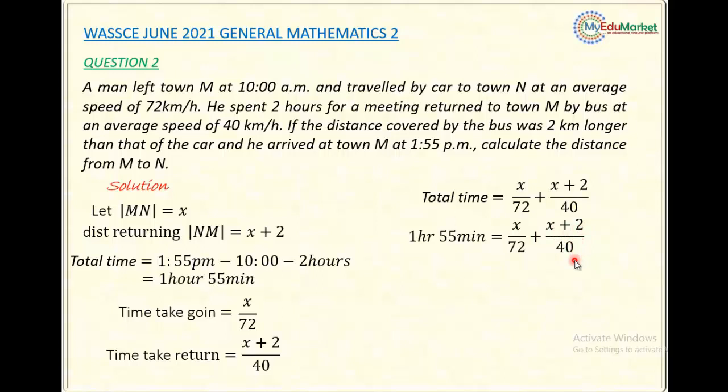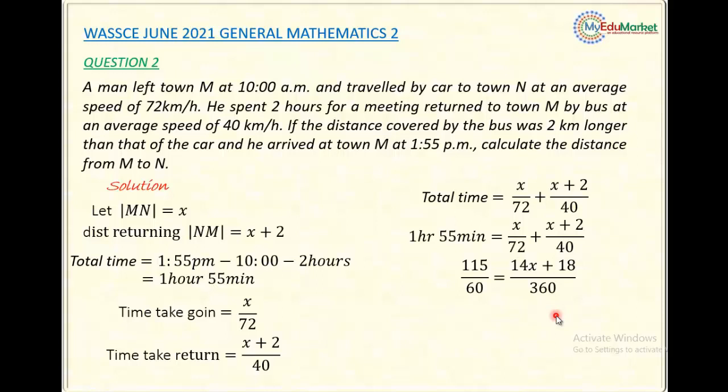So I continue. Expressing this in hours, this is 1 hour 55 minutes. I converted everything to minutes, which is 115, divided by 60. This fraction will now be in hours. Remember, there are 60 minutes in 1 hour. So 115 all over 60. And I added these two fractions. The addition of these two fractions correctly gives 14x plus 18 all over 360. 360 is the LCM of 72 and 40.